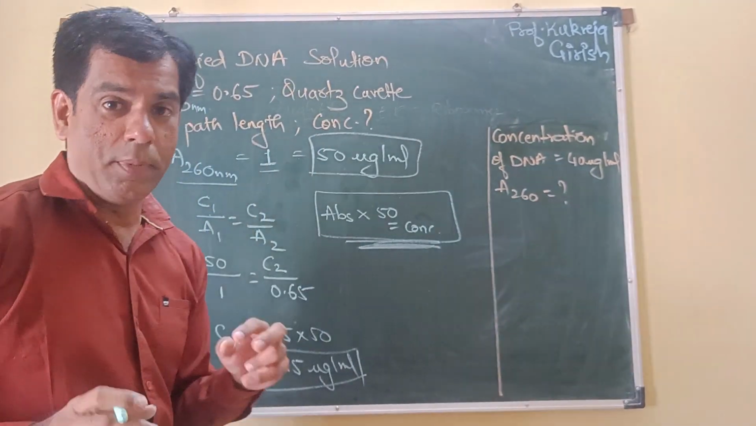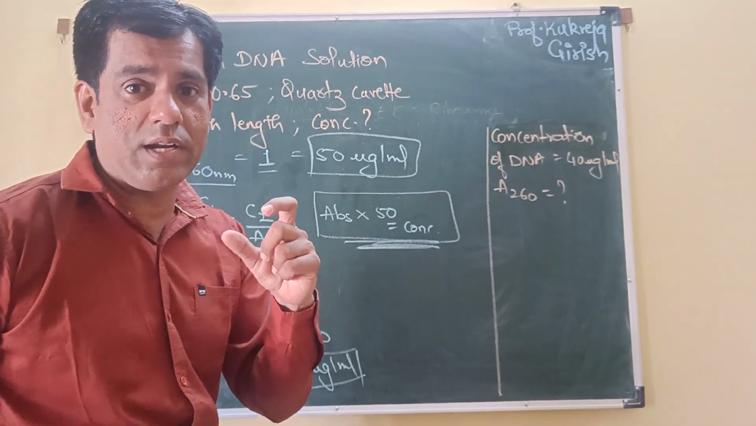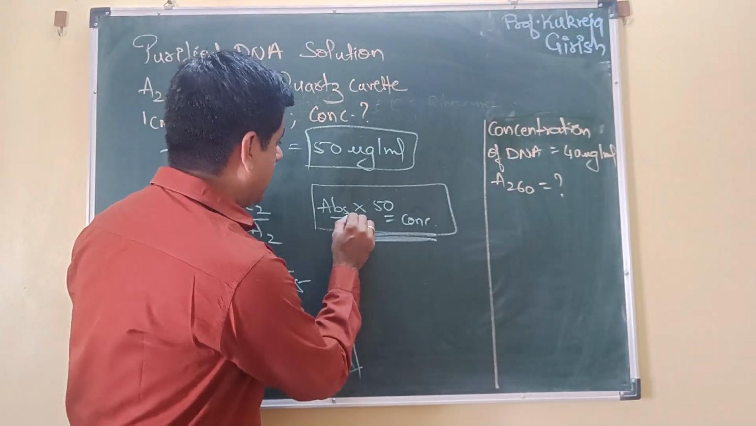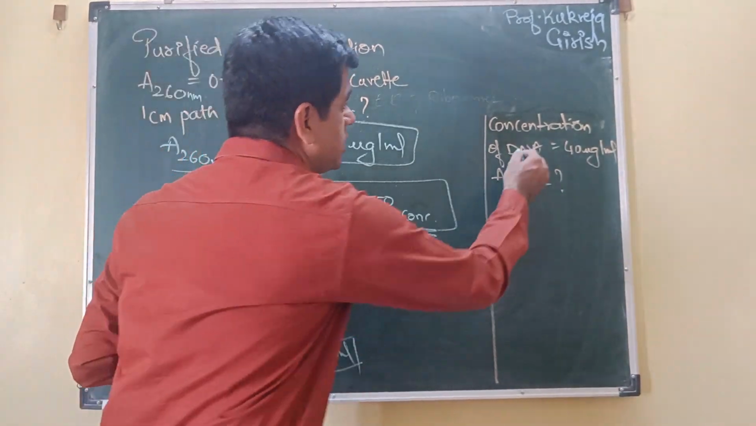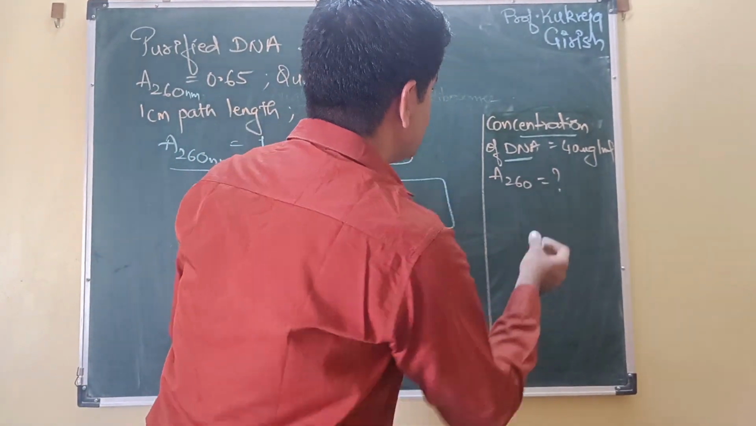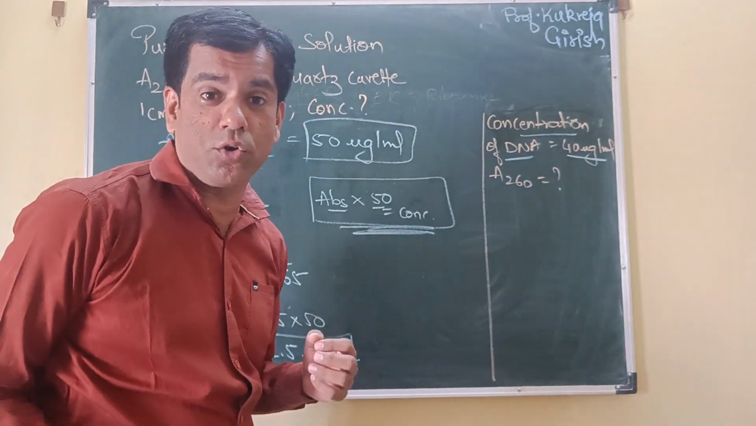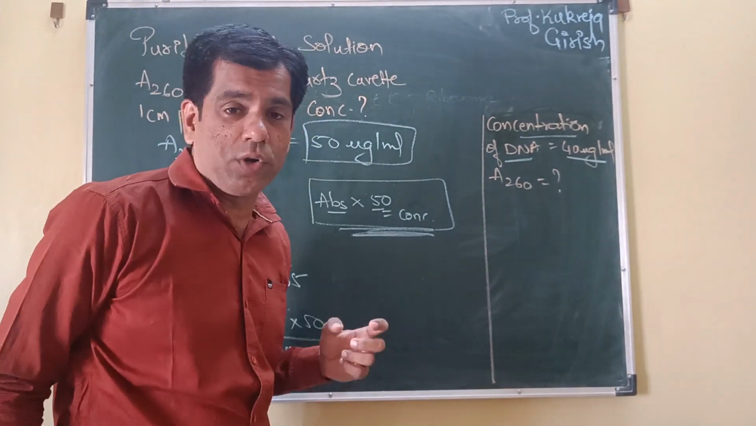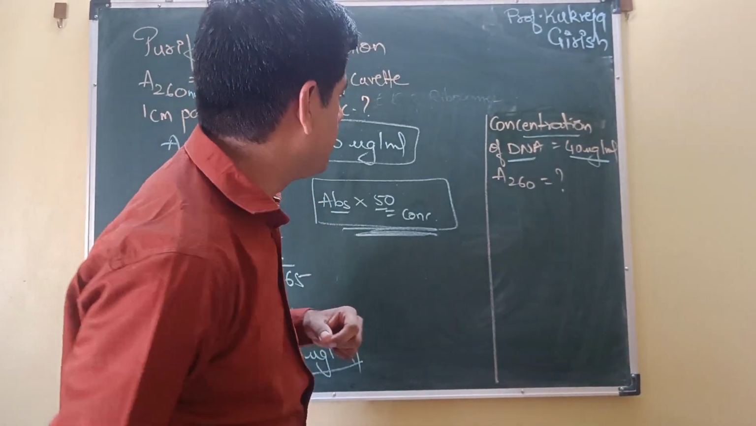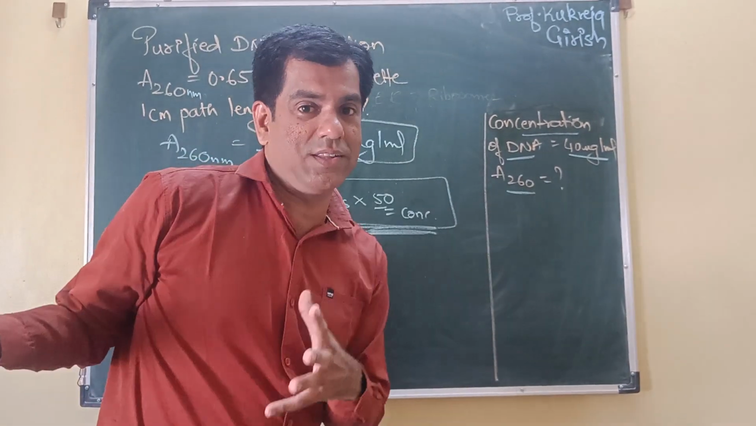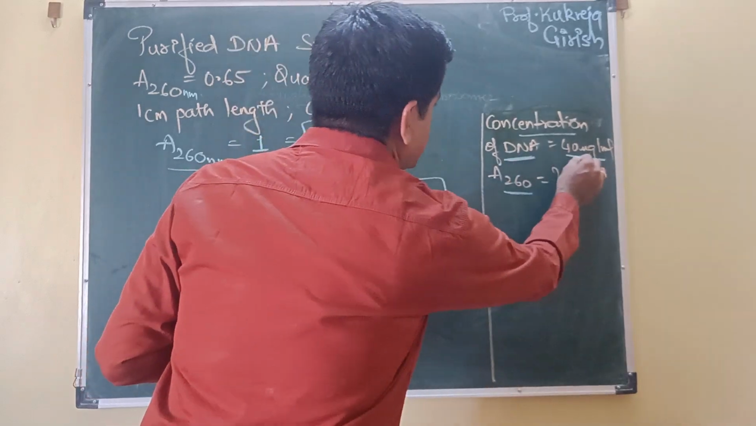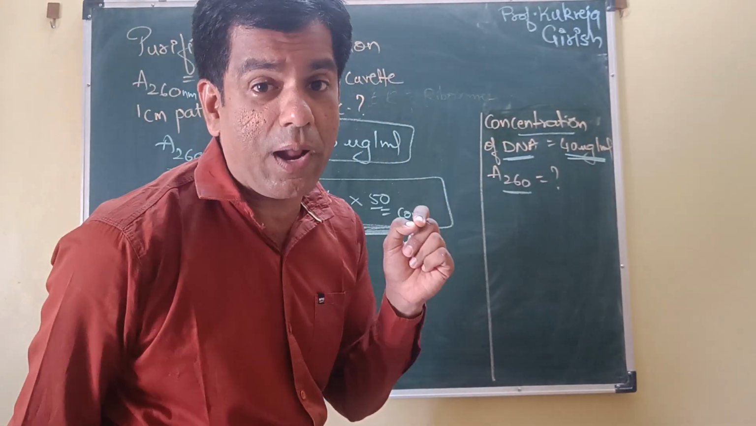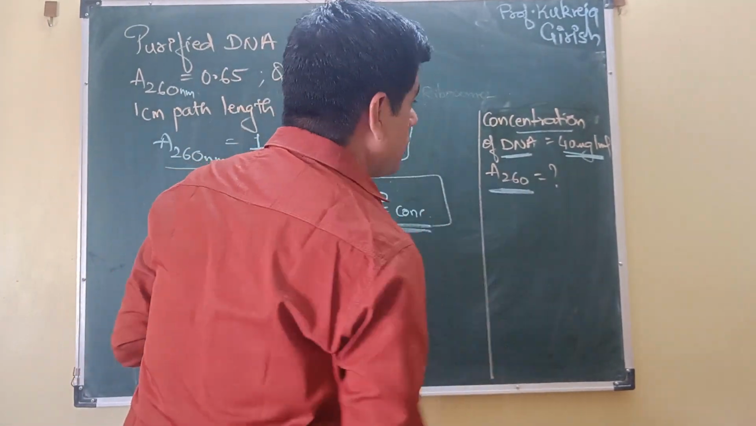So that is a better version now. Whatever absorbance you get at 260, you take that and multiply by 50, and that will give you the concentration. Now suppose the concentration of the DNA is known, say 40 microgram per ml, and I want to find out what would be the absorbance there. Sometimes you know one thing and want to find out the other.